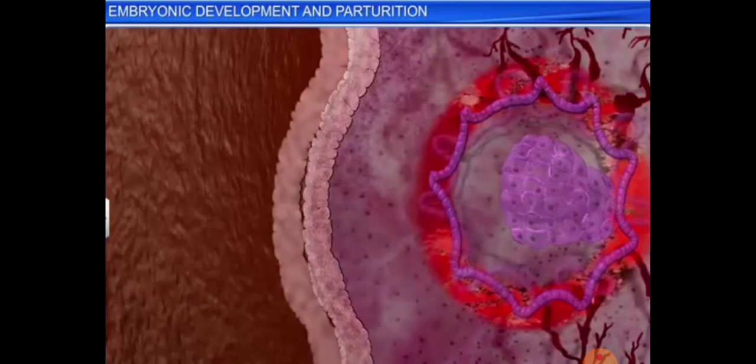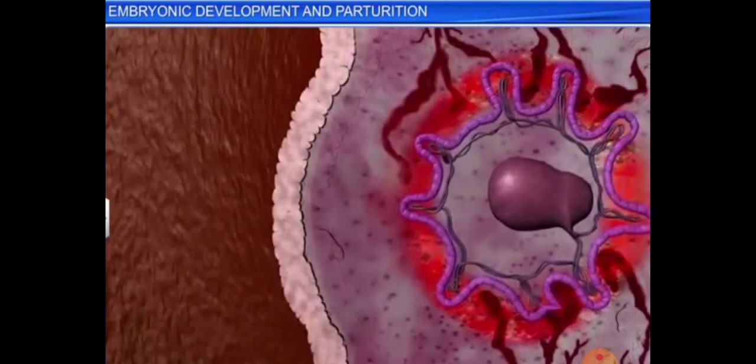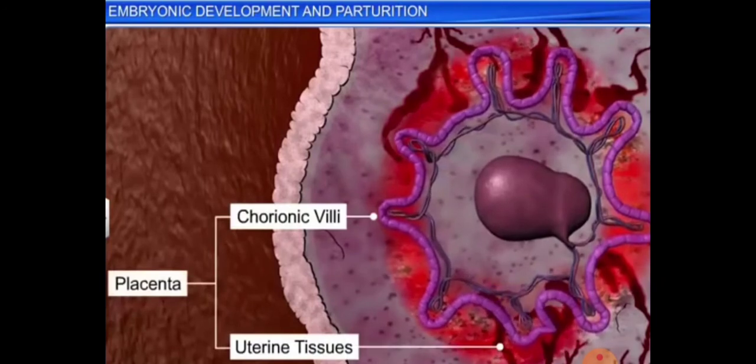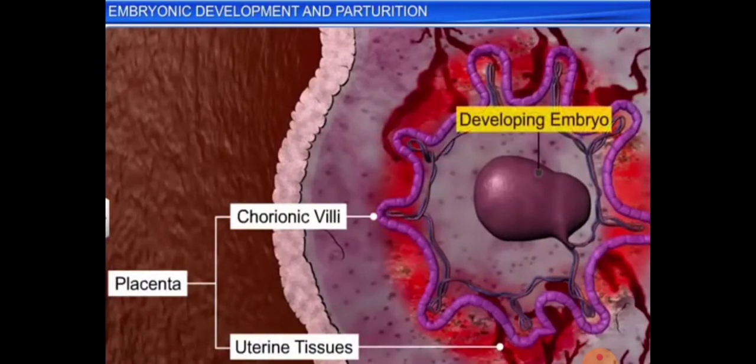As the chorionic villi grow further, they interlock with the uterine tissue to form the placenta, a structural and functional unit between the developing embryo and the maternal body.